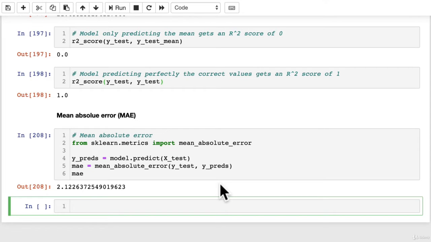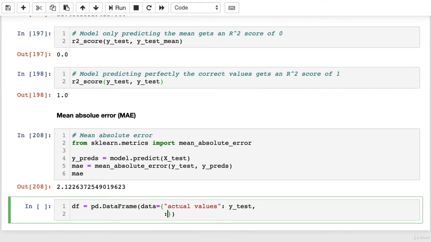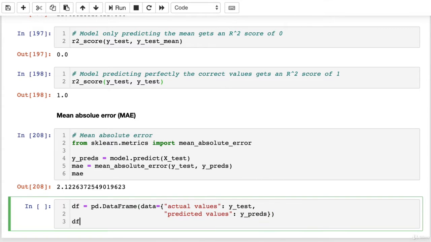But 2.12, what does that mean? Well, again, this might be a little bit easier to visualize, right? So we might create a data frame side by side. We're going to pass it data equals a dictionary, and we're going to have actual values versus predicted values. We'll go y preds. Wonderful, and then we'll have a look at df.